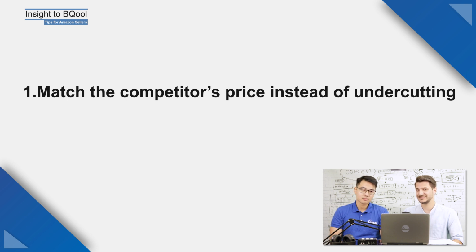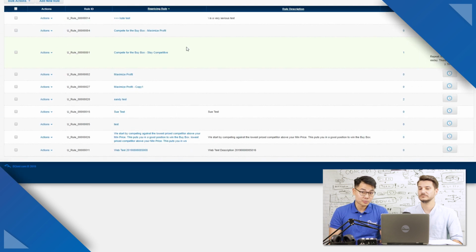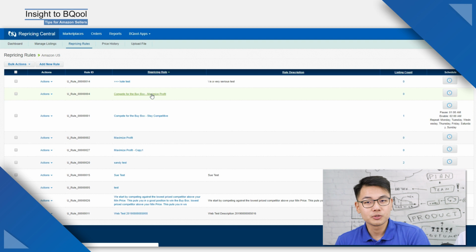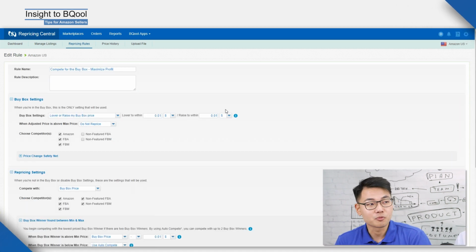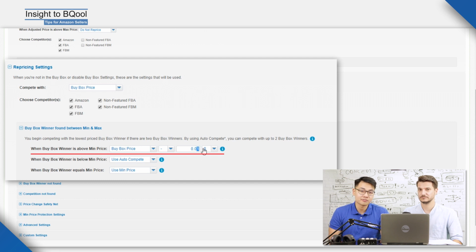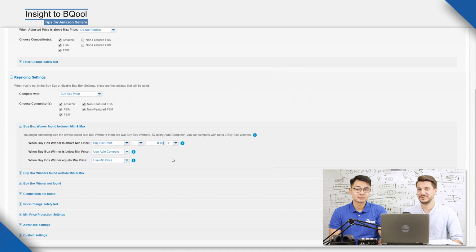So Jimmy, how do we set this up in Repricing Central? Simply, you can find that setting in the repricing setting, and you can switch to compete with the buy box price, where you can see the default value is 1 penny below the buy box price. You can just assign a value of 0 to that field. Yes, with this simple trick, you can actually match the buy box price.